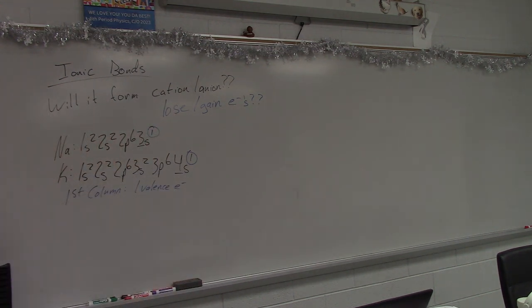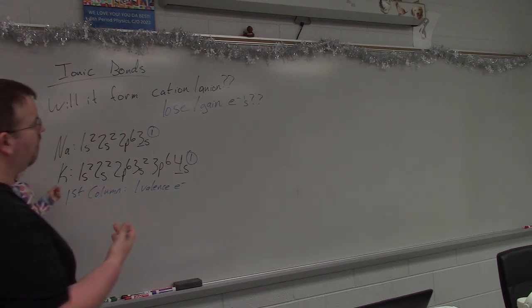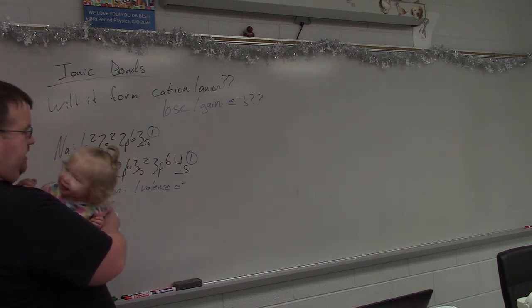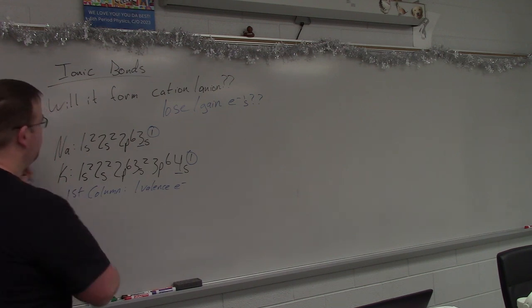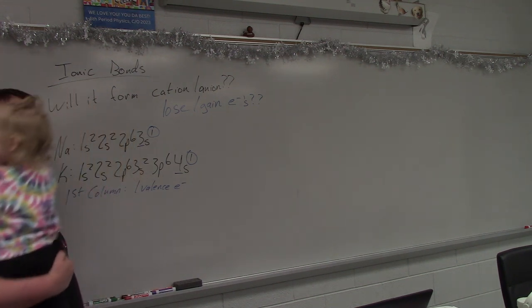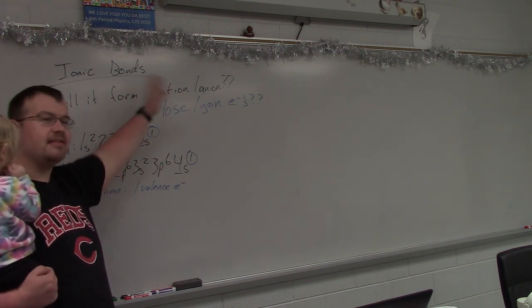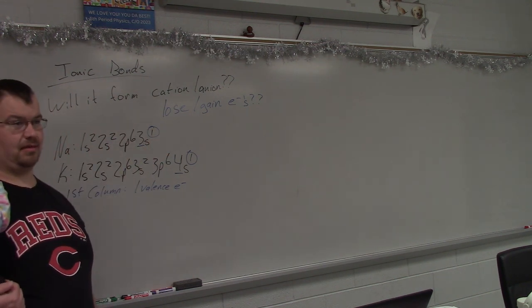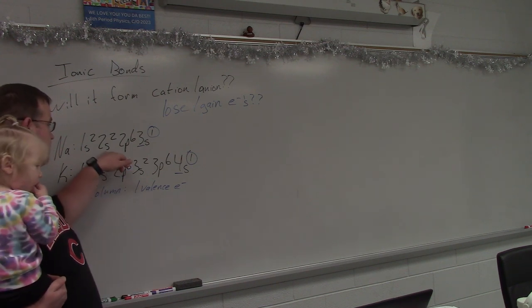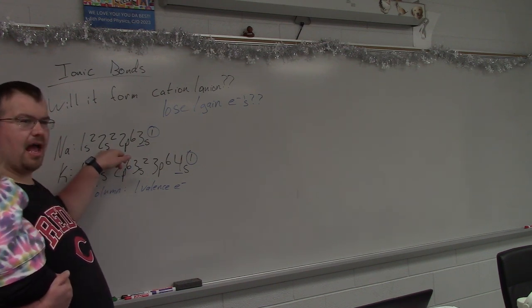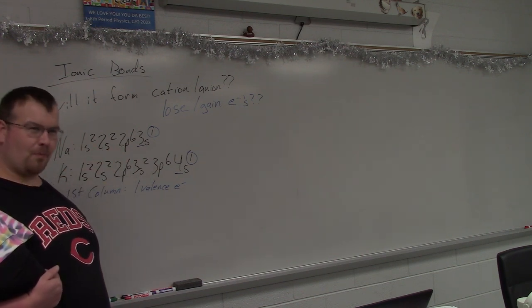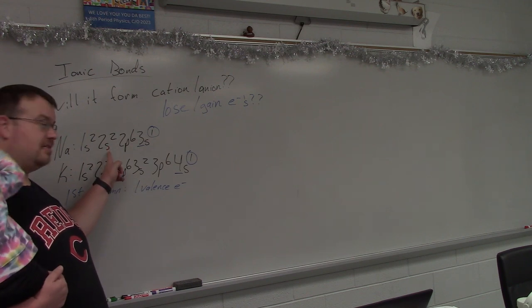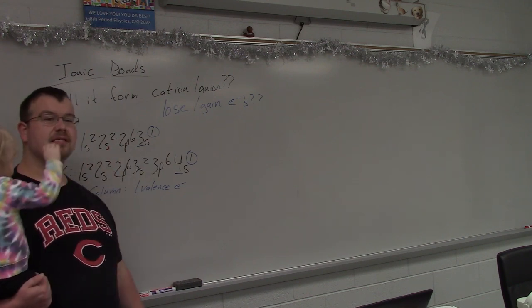Now, question to you, because the real question is, will it form a cation or an anion? I'm trying to get to 8, right? So I'm at 1, so I can either add 7, or here's the magic. What's in the second energy level? There's 8. Where's the 8 at? There's 2 in the S subshell and 6 in the P subshell.